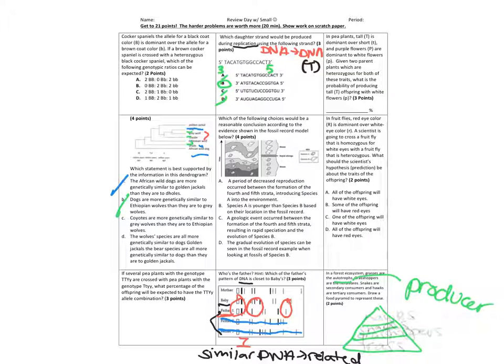Coyotes. Okay, so I put a mark in yellow. Coyotes are more similar to gray wolves than they are to Ethiopian wolves. Well, let's go back and see when the gray wolves and the coyotes split. And that looks like right about here. And let's see when the gray wolves and the Ethiopian wolves split. That is all the way back here. So remember, the less time ago you split, the more similar you are because you've had less time to change. So that is actually true.